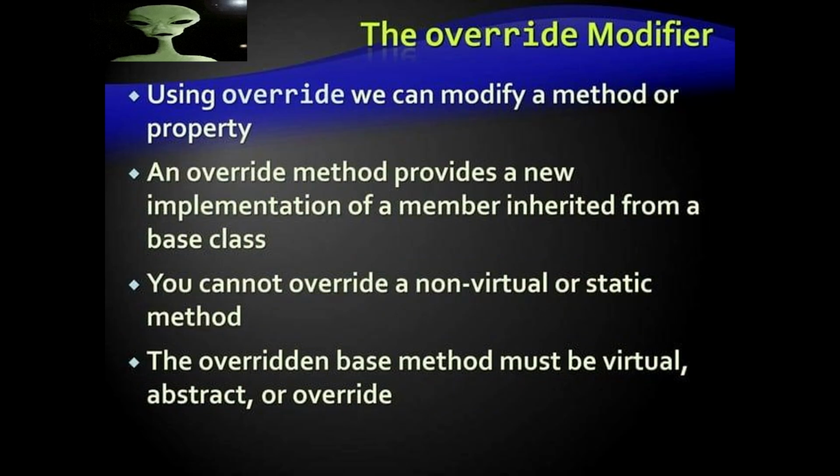The override modifier. In C#, using override, you can modify a method or property. An override method provides a new implementation of a member inherited from a base class. You cannot override a non-virtual or static method. That is the whole point of the virtual keyword. The overridden base method must be virtual, abstract, or override.